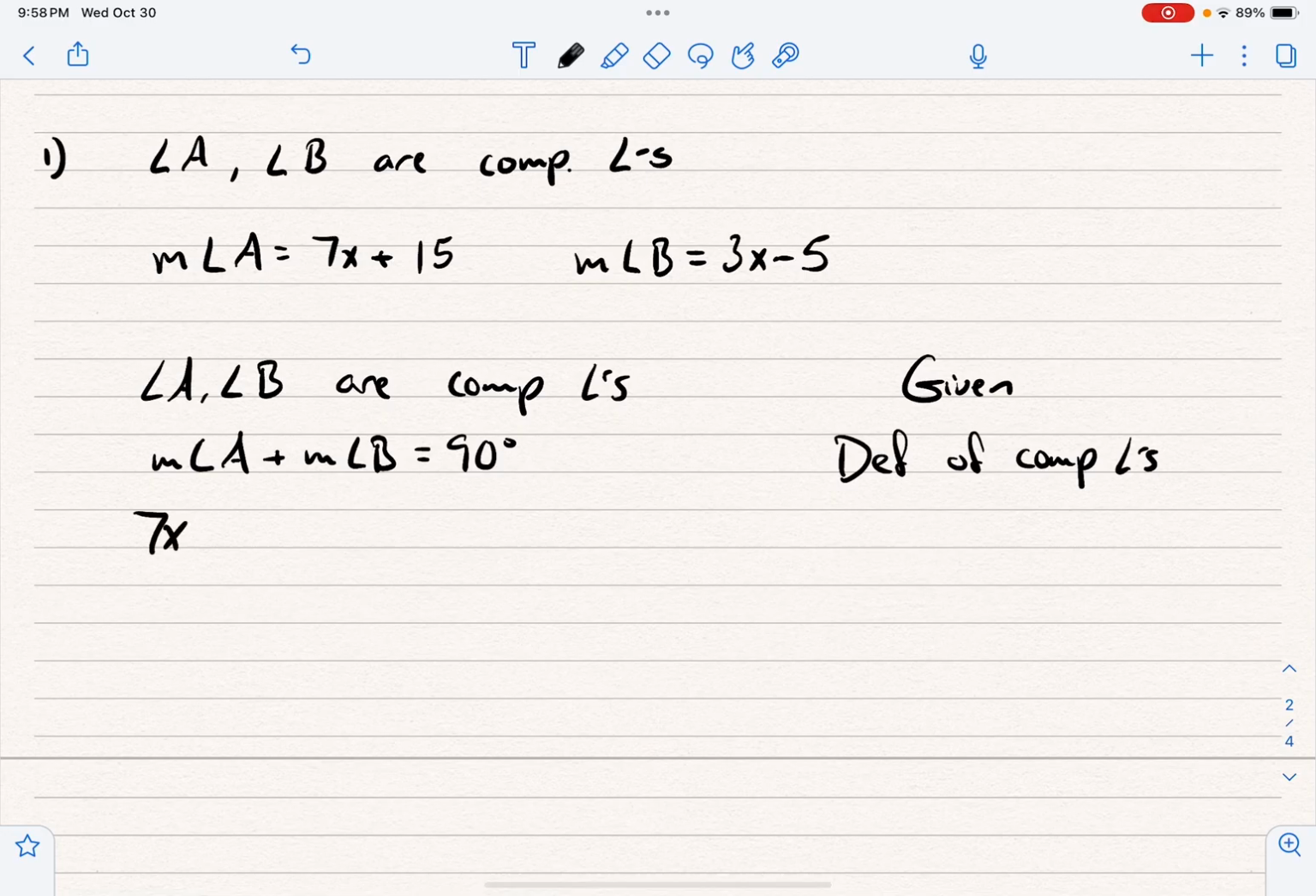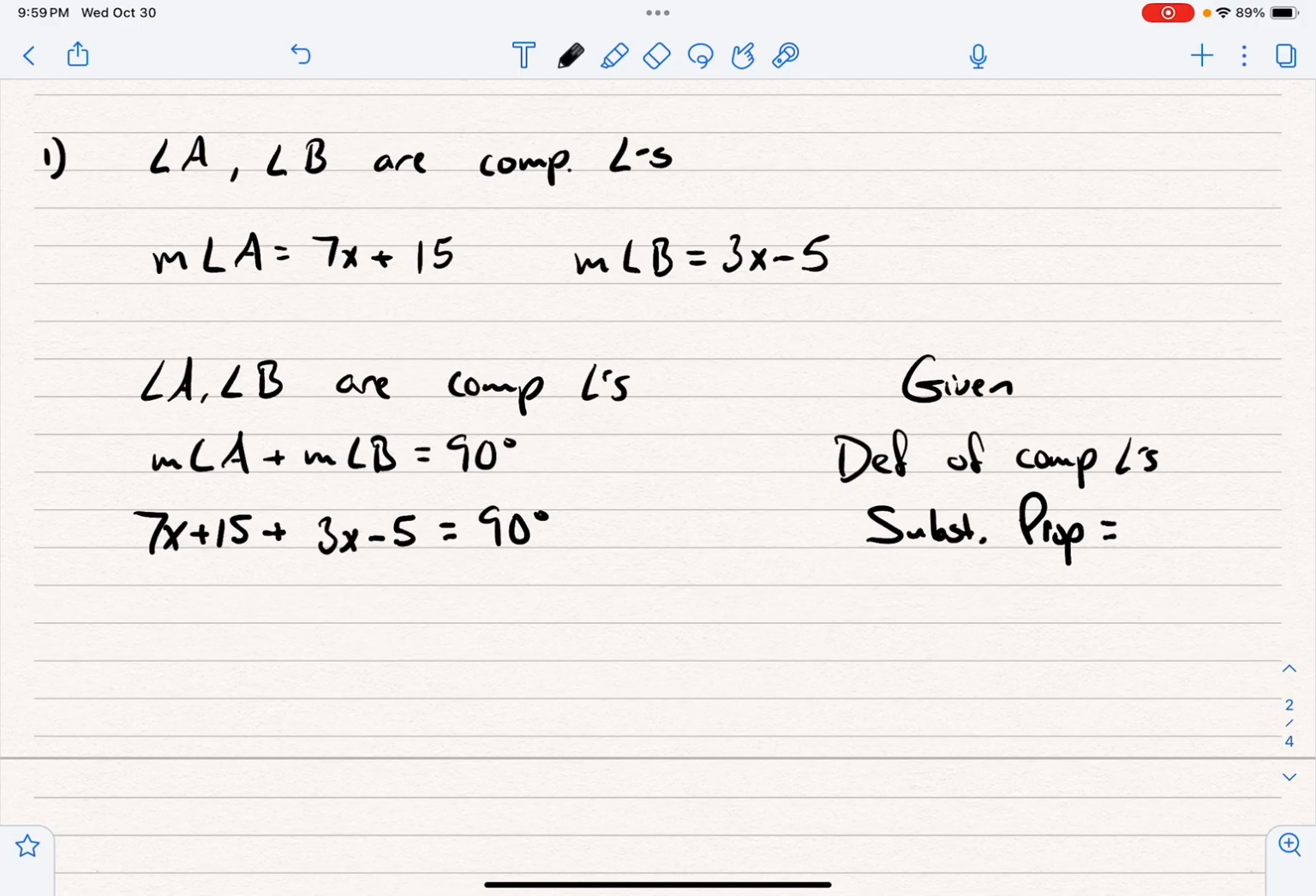Then I'm going to go ahead and swap out, and instead of measure of angle A, I'm going to have 7x plus 15 plus 3x minus 5 equals 90. And that, as we saw before, is the substitution property of equality. Now the 7x and the 3x give me 10x. The 15 minus 5 also give me 10 equals 90. All I did right there was simplify.